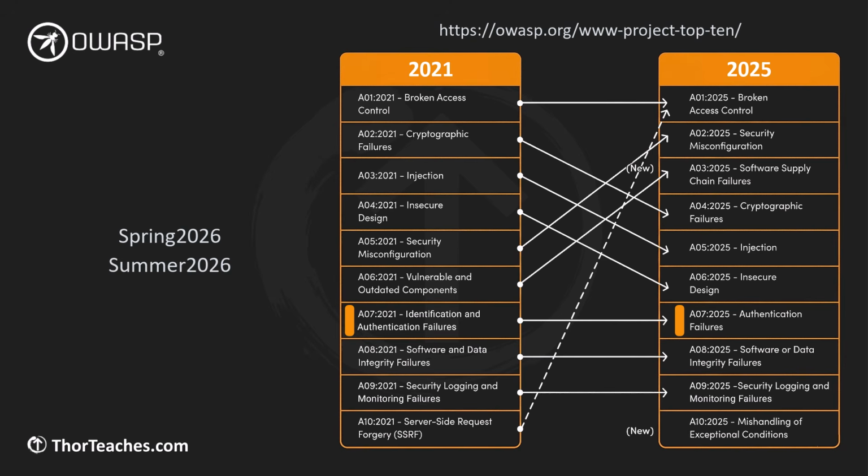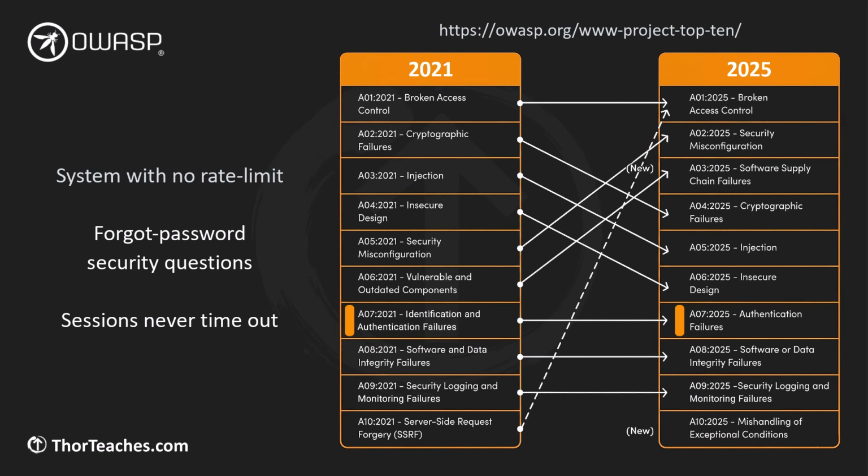Now, if it is not predictable, there are still many other issues it could be. If our system doesn't rate limit or detect weird login patterns, it can be used as a testbed for stolen credentials. If your forgot password flow relies on security questions, that can be abused. If your sessions never time out, anyone who walks up to an unlocked machine can ride the existing session.